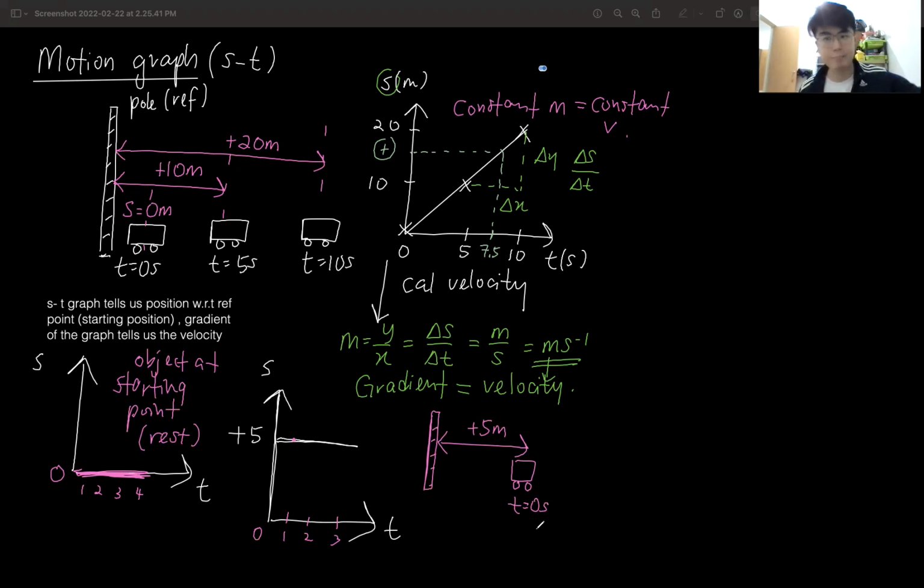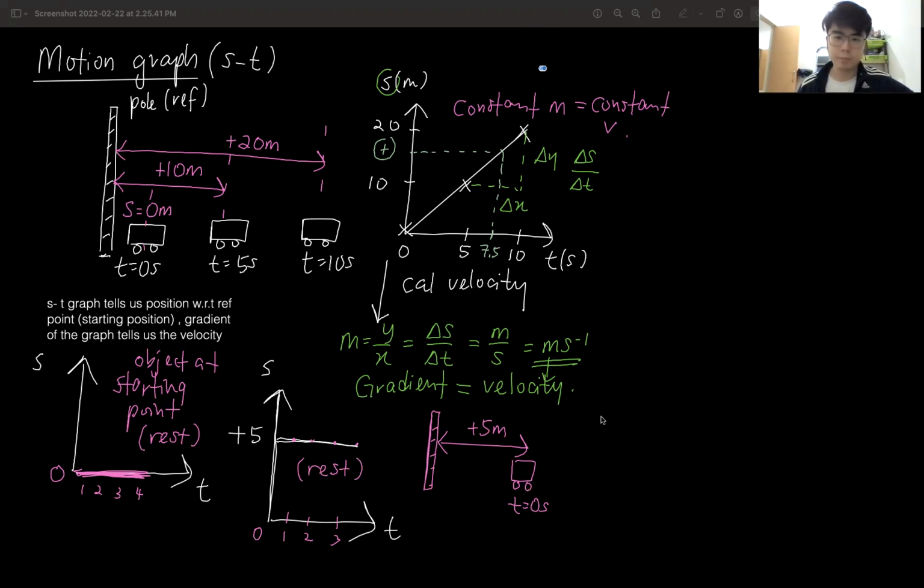That means it started there, not at the pole. It started at 5 meters to the right of the pole. And over time, 1 second, 2 seconds, 3 seconds, 4 seconds later, it remained there. Okay, so is the object moving? No, it's still at rest.